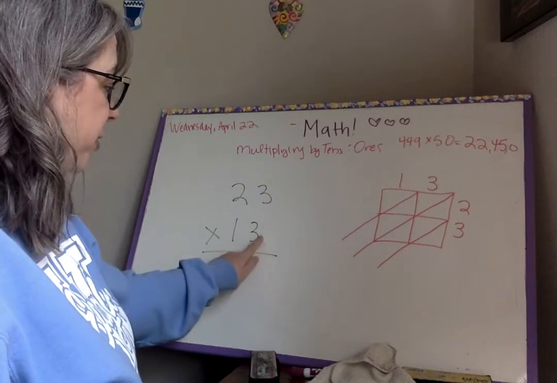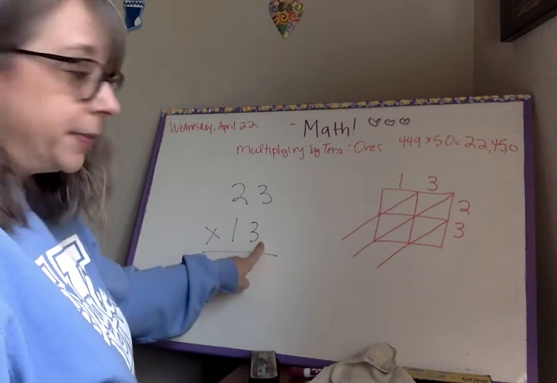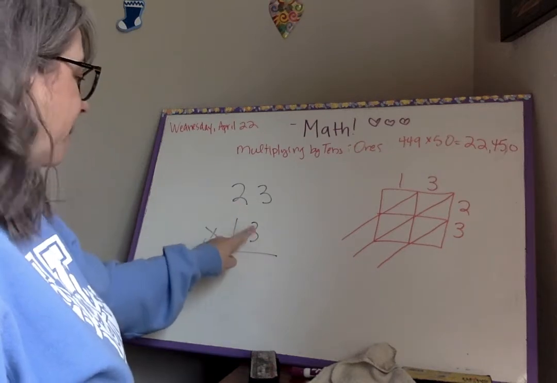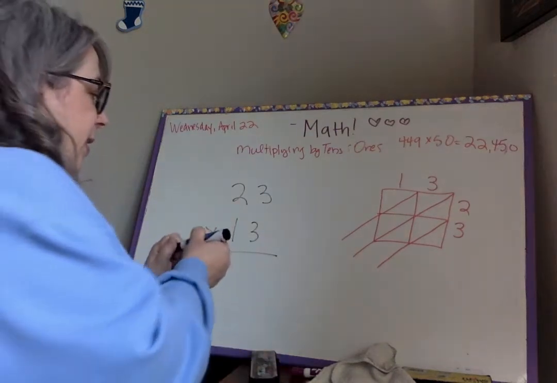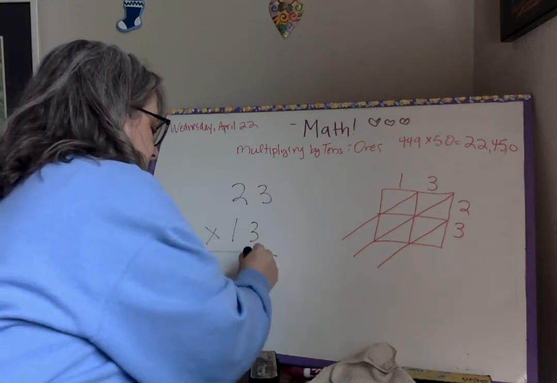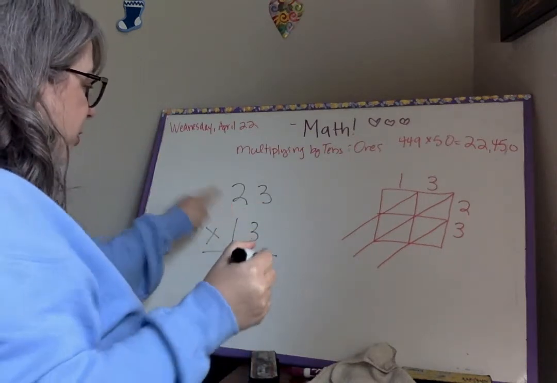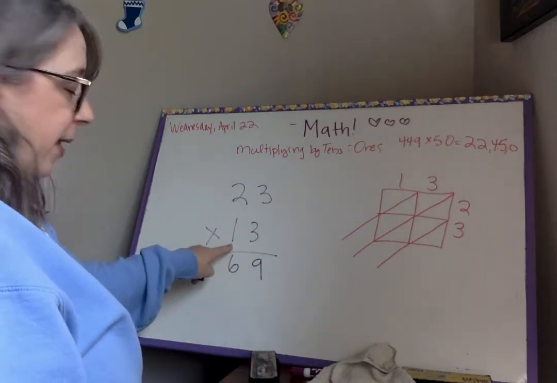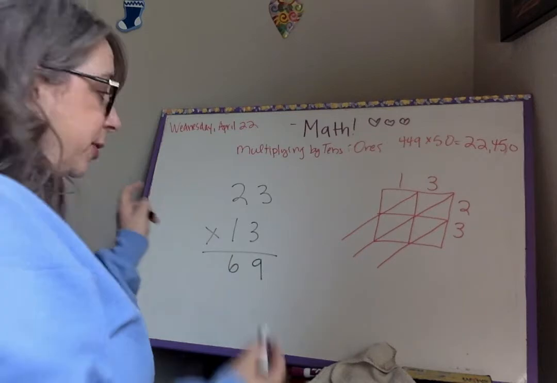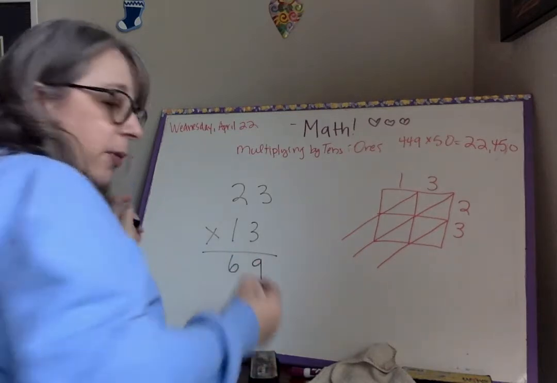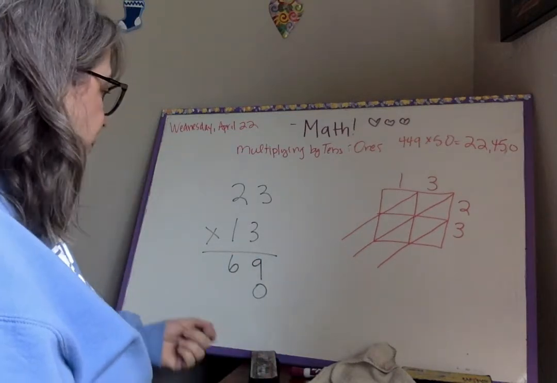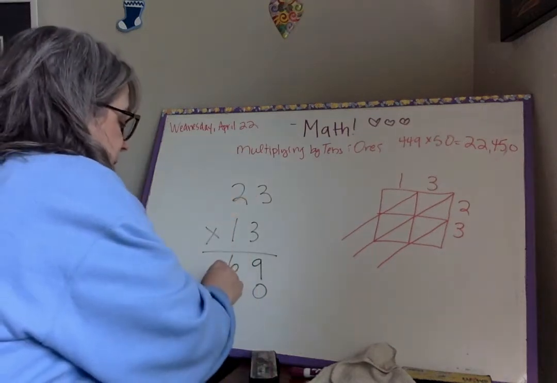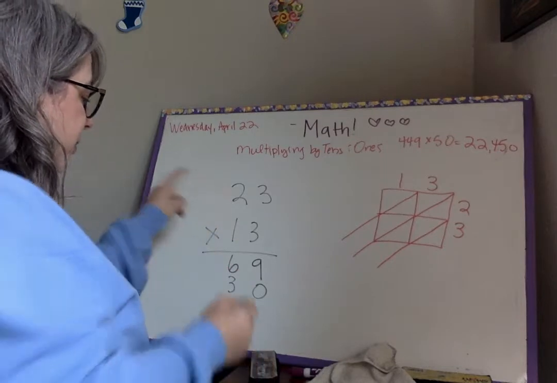We're going to do the old-fashioned way first. The first thing we always do is multiply by the ones place: ones place by ones place, and then ones place by the tens place. So 3 times 3 is 9. 3 times 2 is 6. Now whenever we multiply by a tens place, remember we have to put a 0 in the ones place. Now we can multiply 1 times 3 is 3, and 1 times 2 is 2.